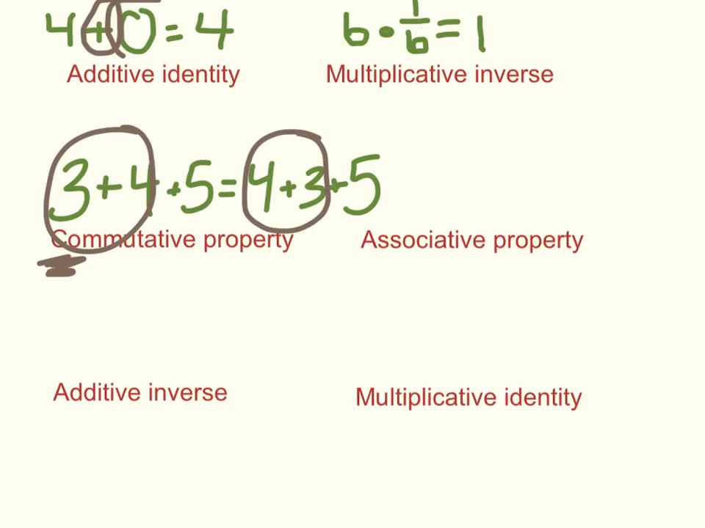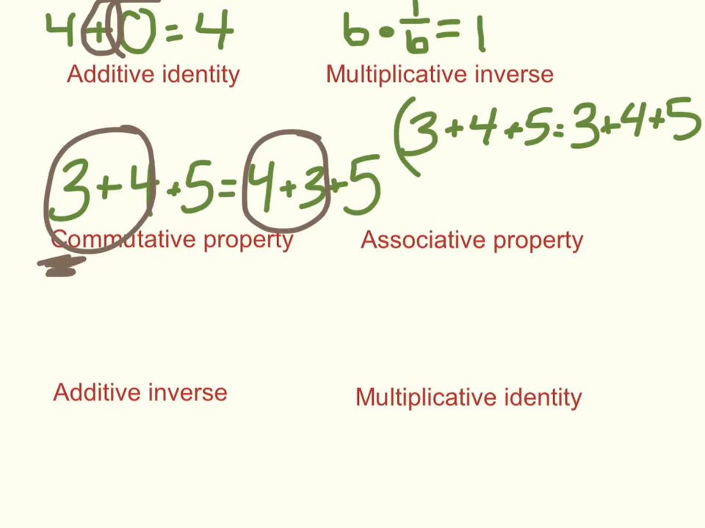Now associative property is similar, but you'll know it because the numbers stay in the same exact order. So 3 plus 4 plus 5 equals 3 plus 4 plus 5, but here you'll notice that the parentheses are the thing that change, the numbers within the parentheses, but the order itself stays exactly the same. So that is the associative property.